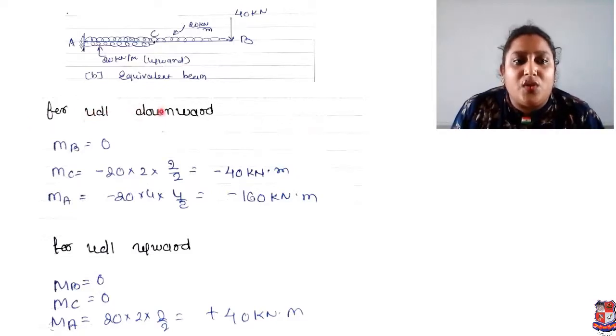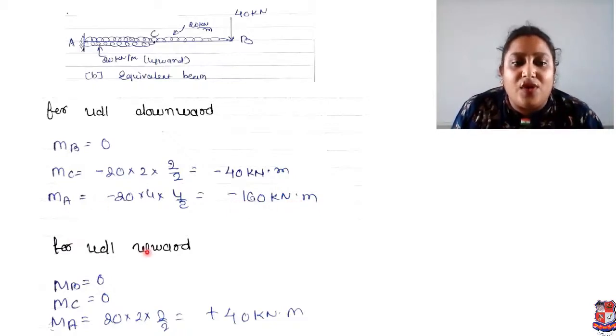So for UDL downward, moment at B is 0. We have to consider only that half portion, that 20 kilonewton per meter load first. So minus 20 into 2 by 2. What it will be like is W into X by 2, or W into L by 2. As per that, it is downward, that's why it is minus. So 20 into 2 by 2, so it is minus 40 kilonewton into meter. Then moment at A, we have to consider the full distance, so minus 20 into 4 by 2, so it will be minus 160 kilonewton into meter.